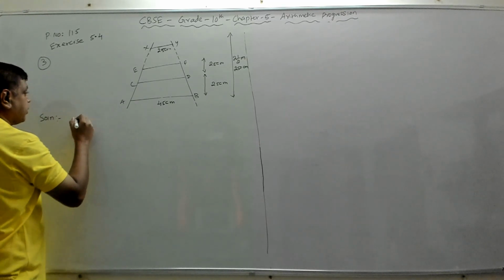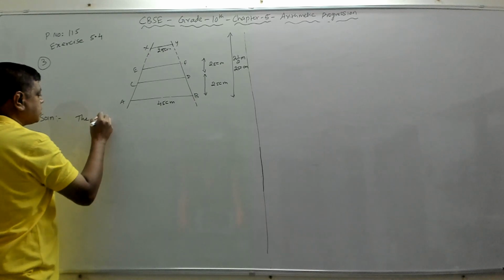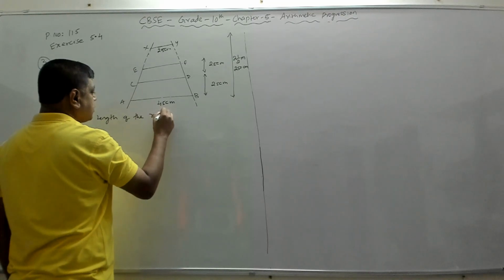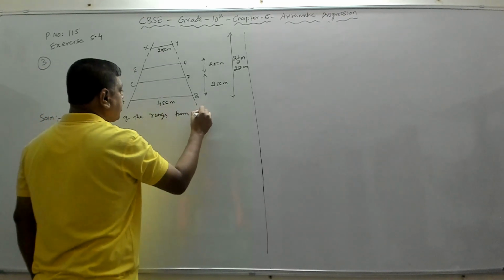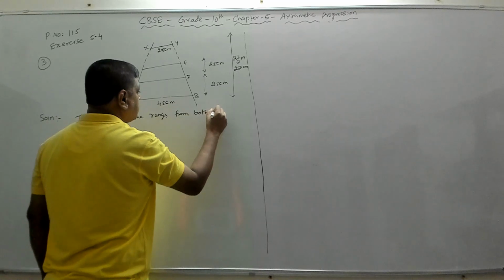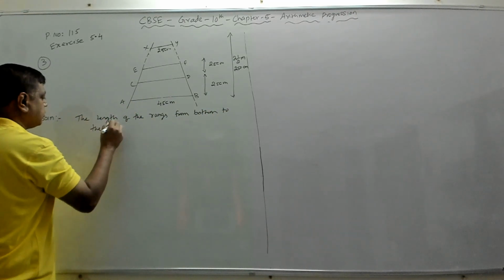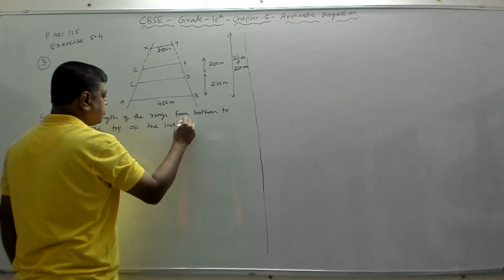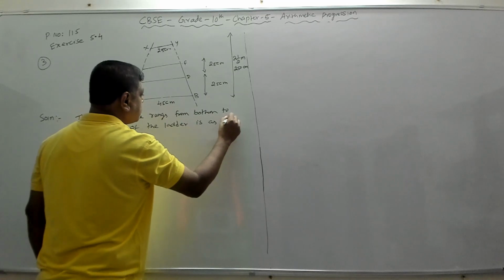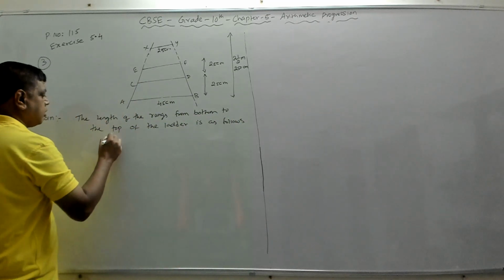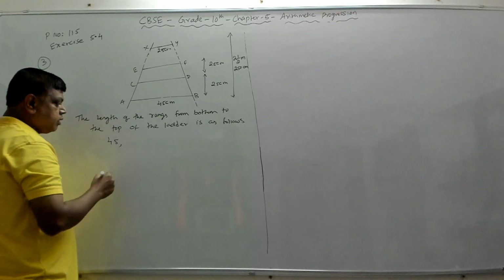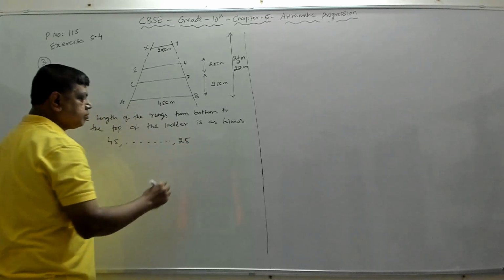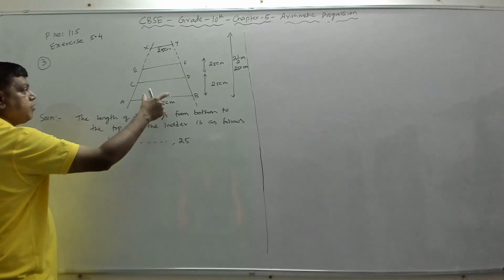we will say the lengths of the rungs from bottom to the top of the ladder are as follows. So we are going to write that: 45, comma, something that we don't know, dot dot dot. The final one is 25. This is 45, we don't know this.